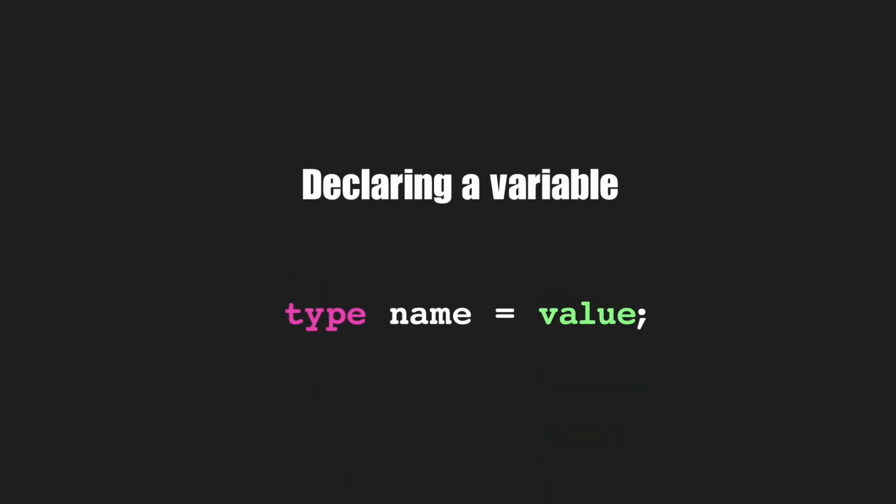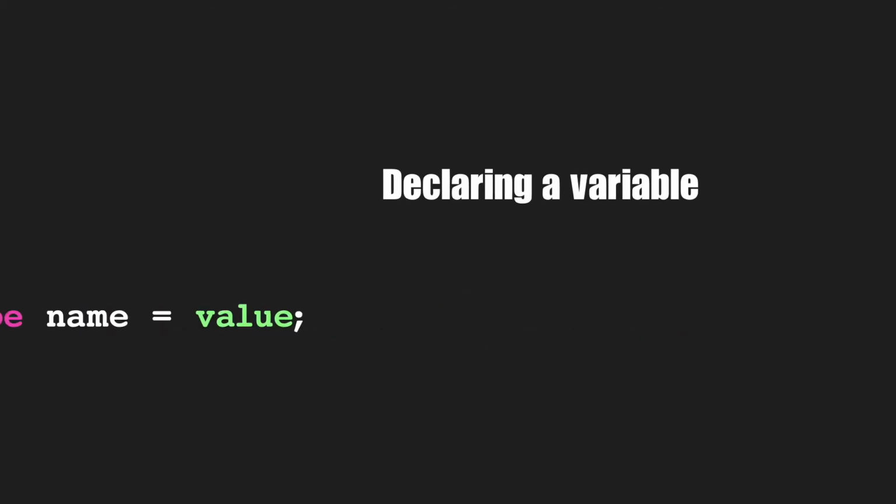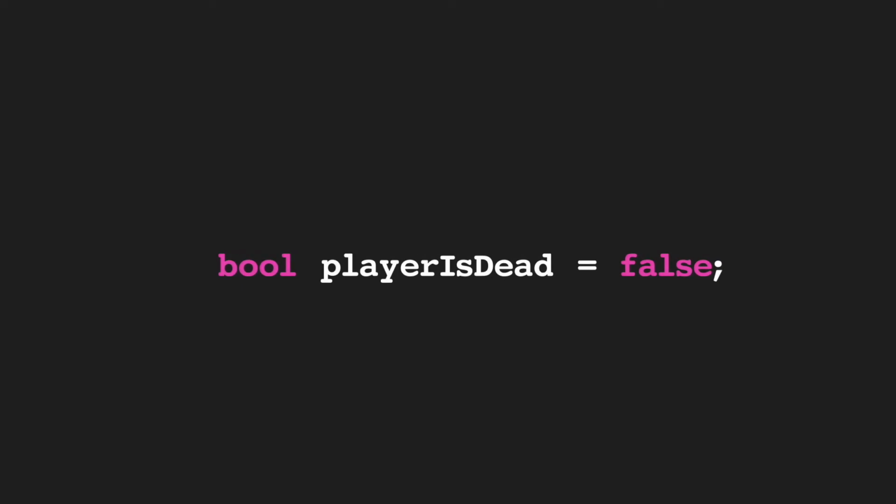Creating a new variable is an operation called declaring a variable. If you want to do it, you will have to follow this syntax. Type, name, equals to a value, with a semicolon. The type can be an int, float, string, bool, etc. And you have to give it a name. I advise you to use a name which is significant, that makes you understand what the variable contains. For example, bool playerIsDead equals to false, or int currentScore equals to 0.